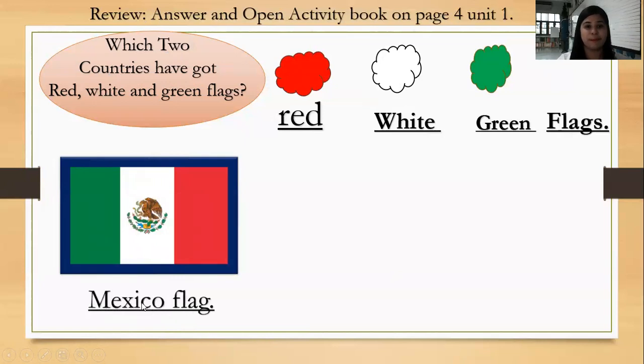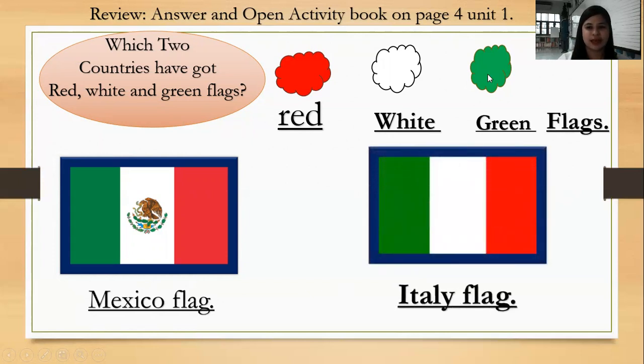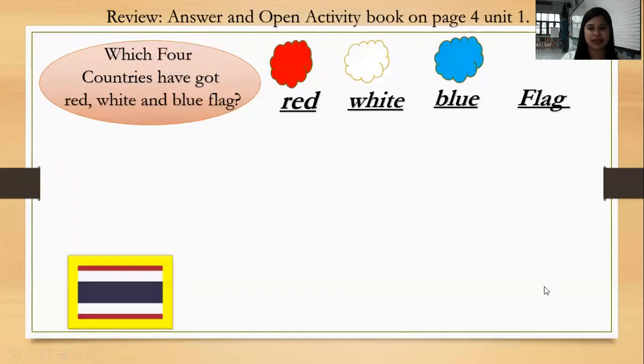Mexico flag. Mexico flag has red, white, and green colors. Second, Italy. Green, white, red. Italy flag. Which two countries have got a red, white, and green flag? Mexico flag, Italy flag. Which four countries have got a red, white, and blue flag?